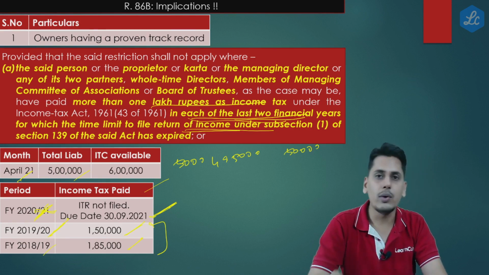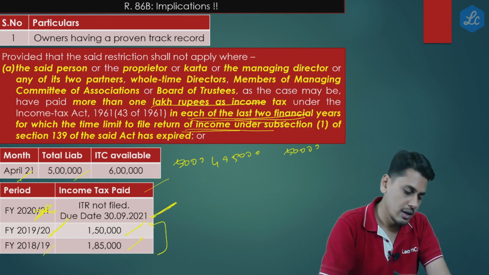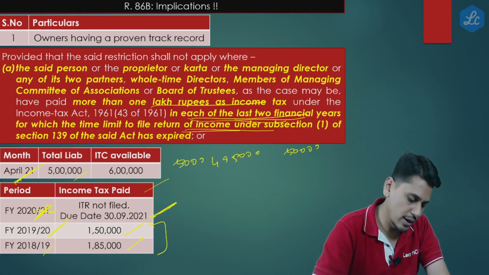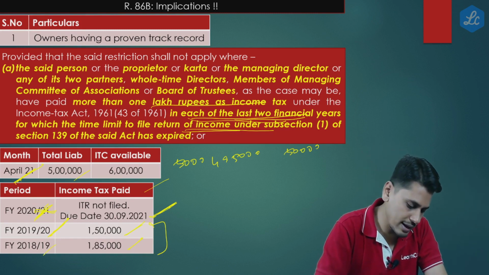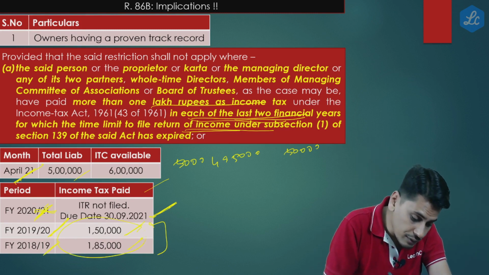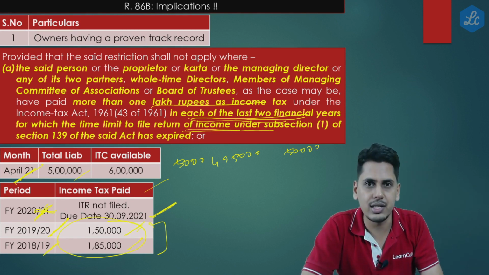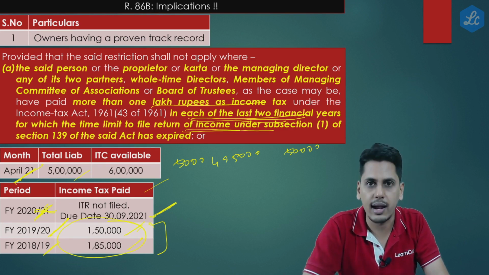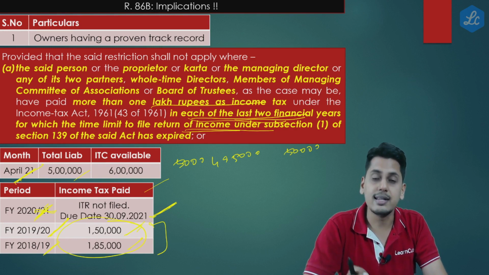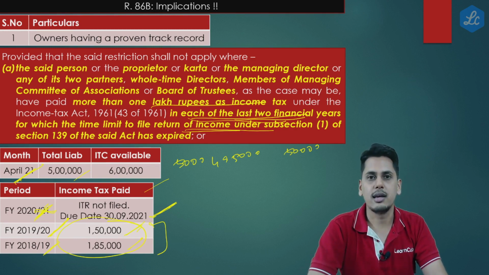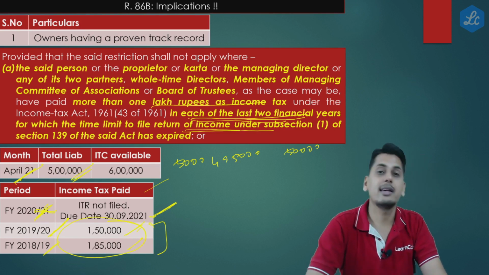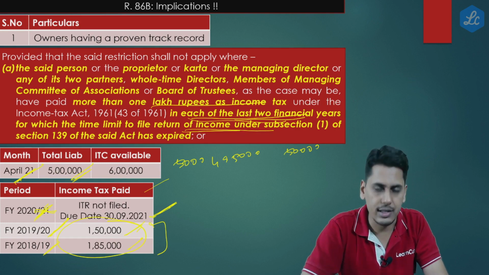So we have financial year 1920. Whether for financial year 1920, when we are sitting in April 2021, the time limit to file income tax returns under 139 subsection 1 has expired. Yes. So we are going to take 1920. For the same reason, we are also going to take financial year 1819. In each of these two financial years, it doesn't say in either of the two financial years. It says in each of the two financial years, income tax paid should be greater than 1 lakh. Has he paid it? The answer is yes. Is 86B relaxed for him? The answer is yes. 86B is not applicable for this person, which means that the entire 5 lakh liability can be paid through electronic credit ledger.